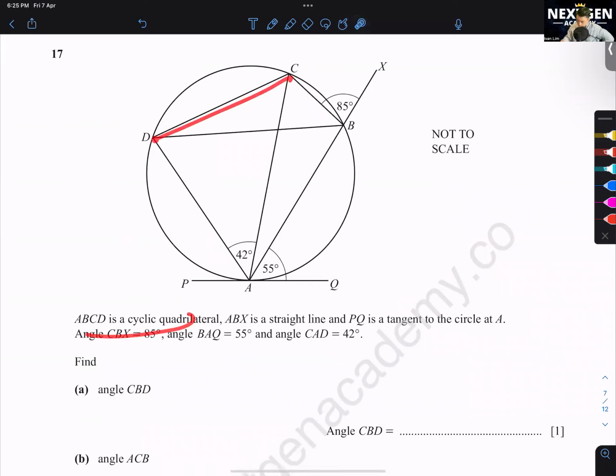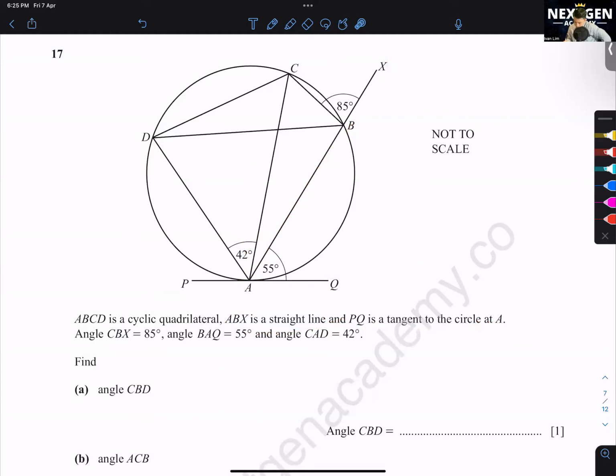ABCD is a cyclic quadrilateral. What do we know about a cyclic quadrilateral? Opposite angles add up together to 180. ABX is a straight line. PQ is a tangent to the circle at A. But there's no middle line, right? They didn't say it connects to the radius or a diameter. Normally a tangent and radius will have 90 degrees, but this one doesn't have anything.